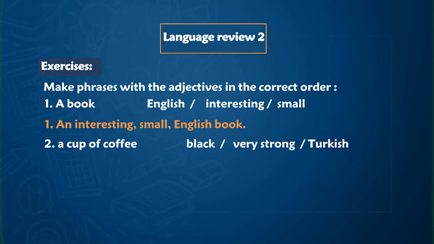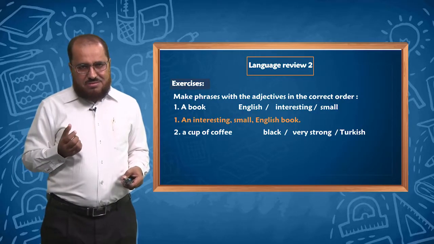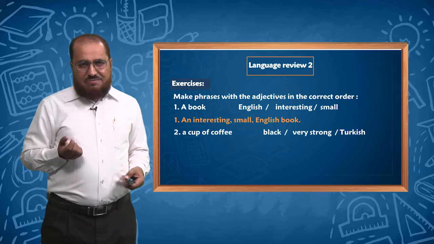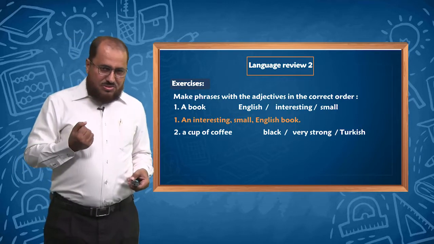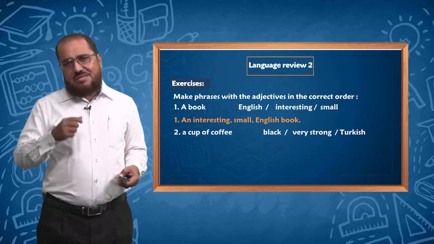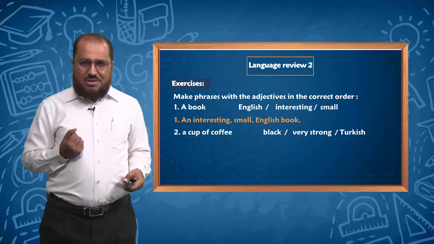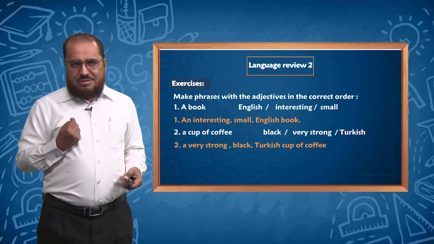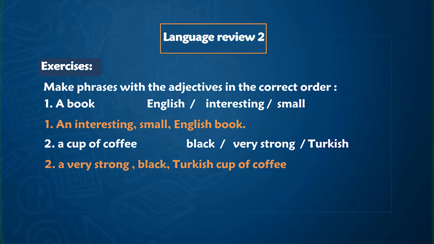A cup of coffee. Black, very strong, Turkish. What's the answer? Yes, a very strong, because this is opinion, maybe very strong for me, but it's normal for others and for you too. A very strong black, it is color here, then nationality Turkish, then the noun described, cup of coffee. But you have to start it with a because we describe a single cup of coffee. Yes, a very strong black Turkish cup of coffee, correct.